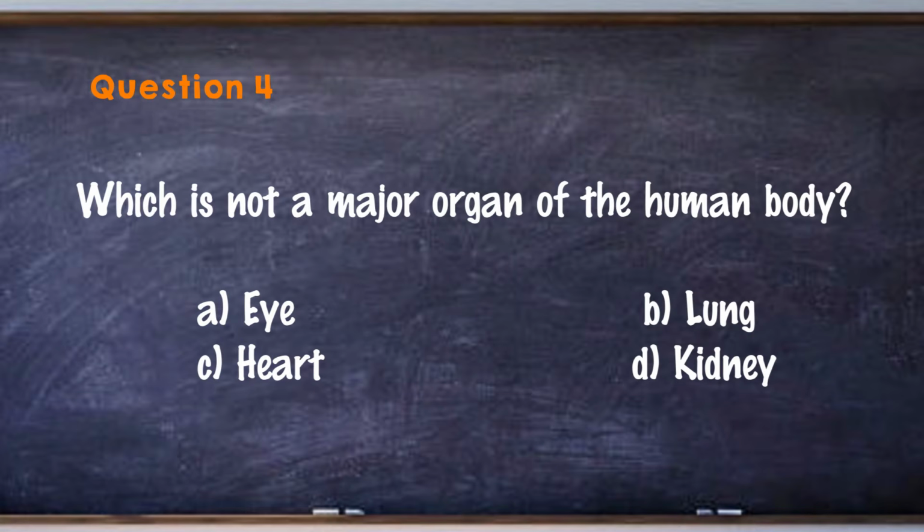Which is not a major organ of the human body? Here are our options. We have A, eye, B, lung, C, heart, and D, kidney. Now, I don't know about you, but this question had me a little puzzled because in my mind, I'm thinking all of those organs are important. However, you have to look at that key word. It says, which is not a major organ of the human body.